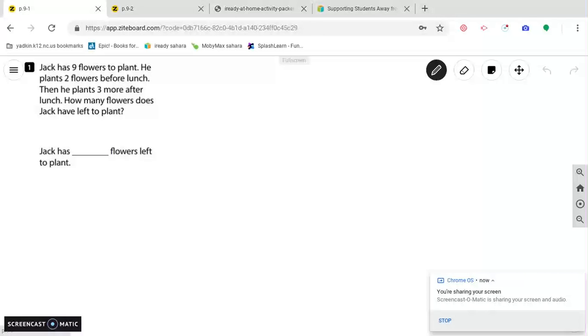Jack has 9 flowers to plant. He plants 2 flowers before lunch. Then he plants 3 more after lunch. How many flowers does Jack have left to plant? Okay, so what do we know in this problem? Jack has 9 flowers to plant.